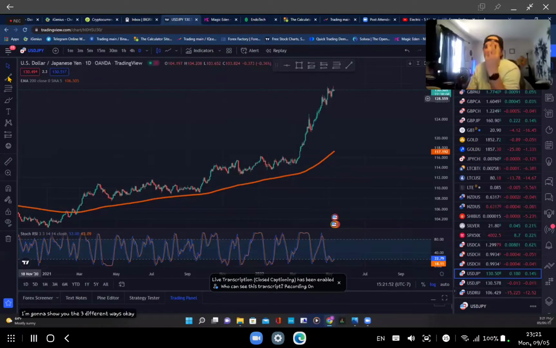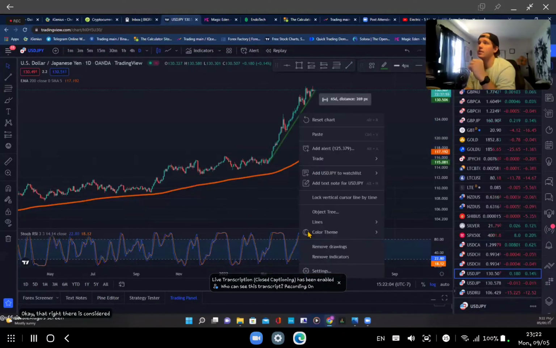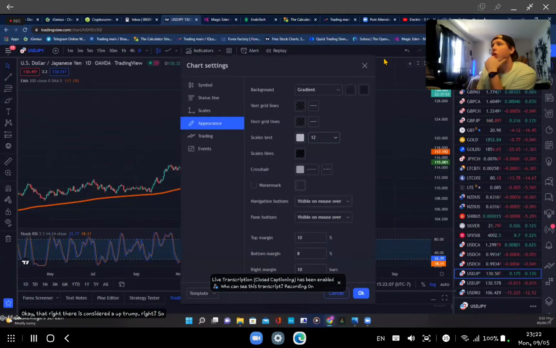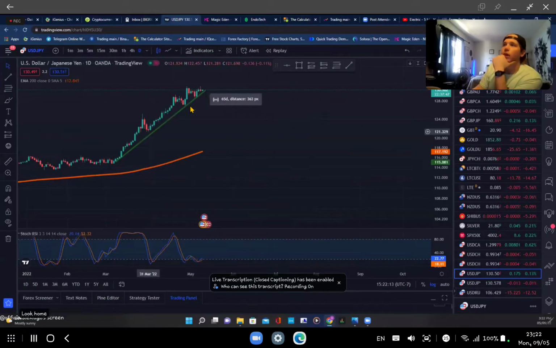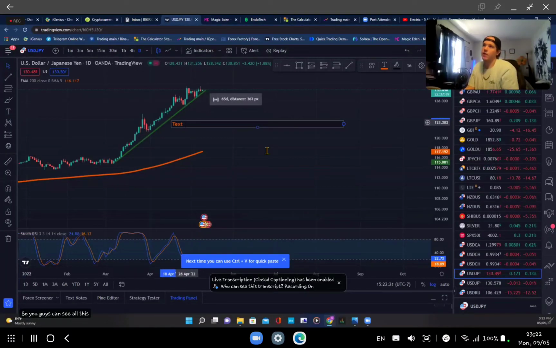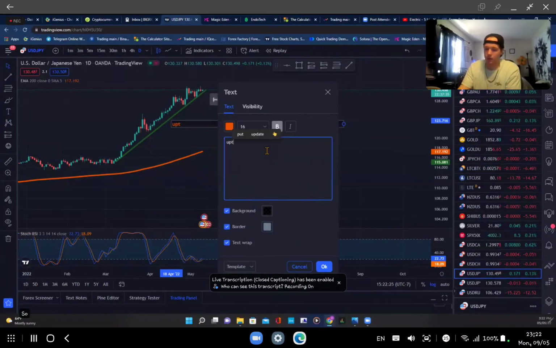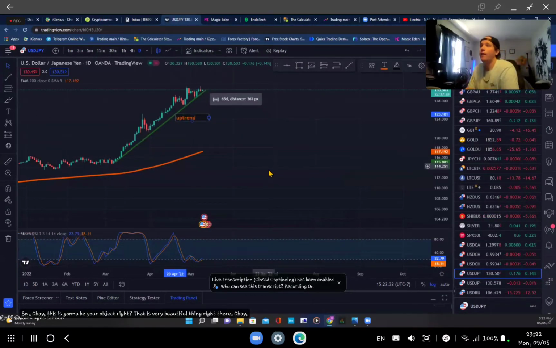Right here, I'm going to show you the 3 different ways. We have an uptrend, which is going to be right here. That right there is considered an uptrend. So we have an uptrend on this one. As you can see, look, boom. Let me write next to it right here so you guys can see all this. I want everyone to understand this. So this is going to be your uptrend right there. This big, beautiful thing. Boom, uptrend, that's what that is.